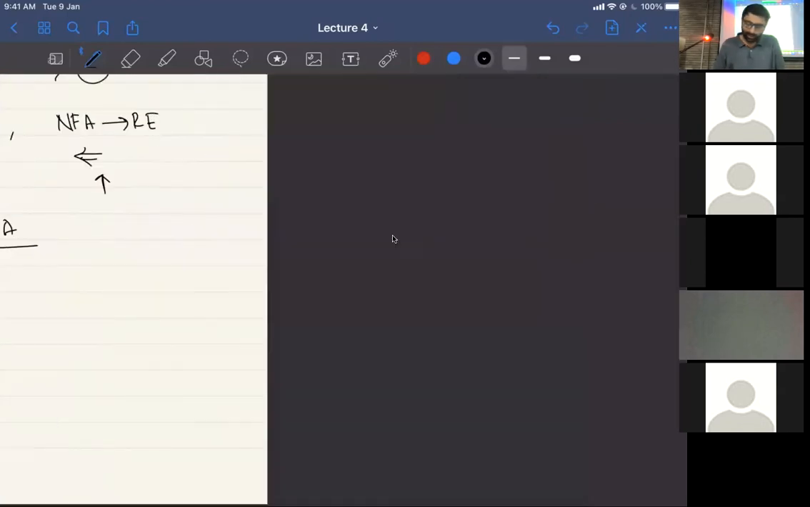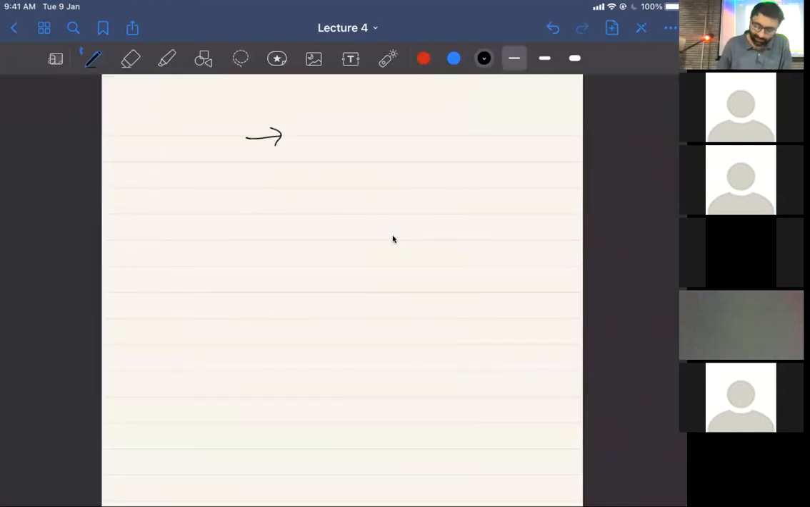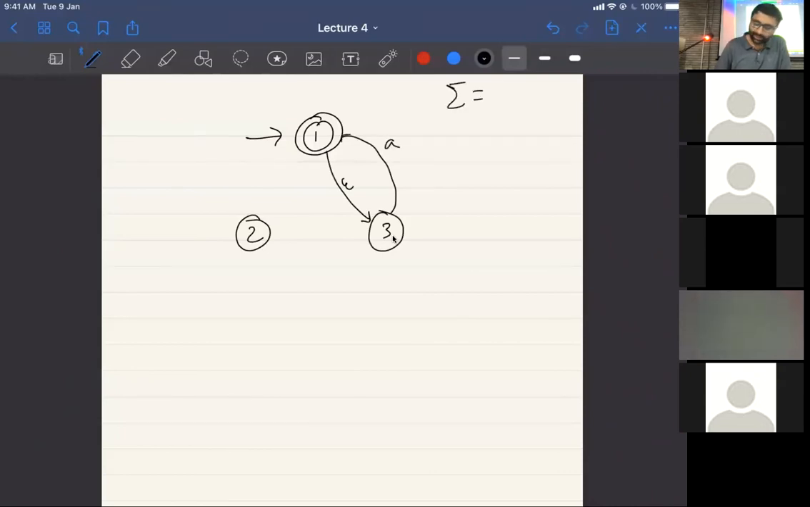So let me construct. So let's see, we have an NFA. So this is state number one. We can give any names to a state: 1, 2, 3, 4, A, B, C, D, Q1, Q2, Q3, P1, P2, anything. Okay, so we have another state number two, another state number three. The machine looks like this. When in state one, it can go to state three by an empty transition, and it can come back to one from three by reading an A. So the sigma is just A, B.